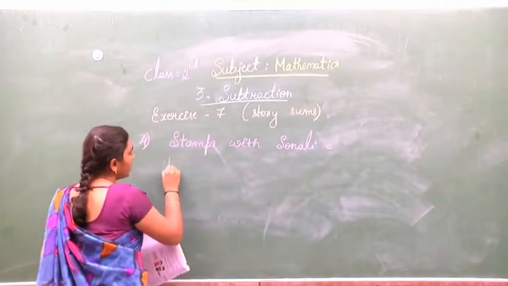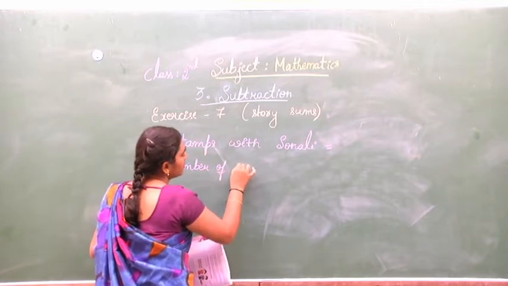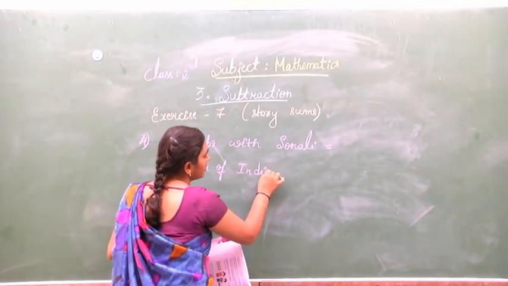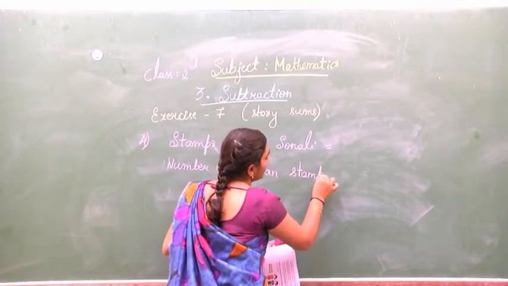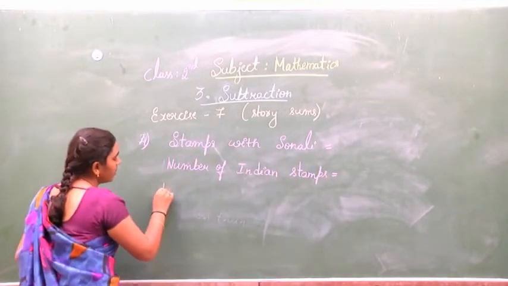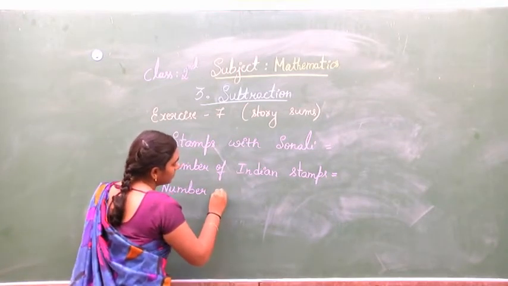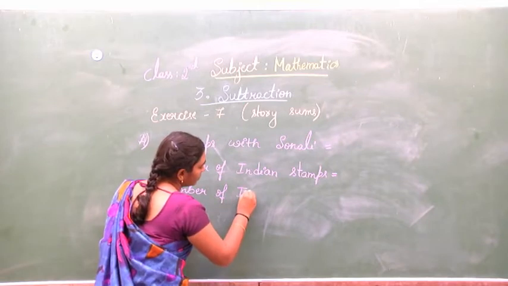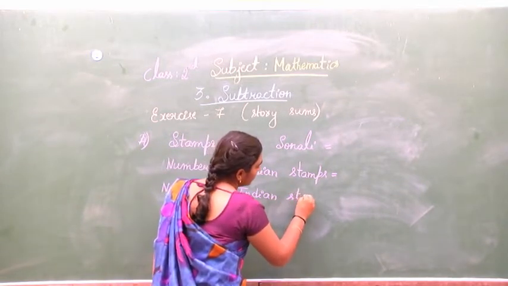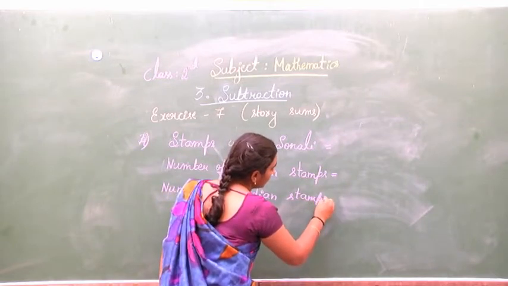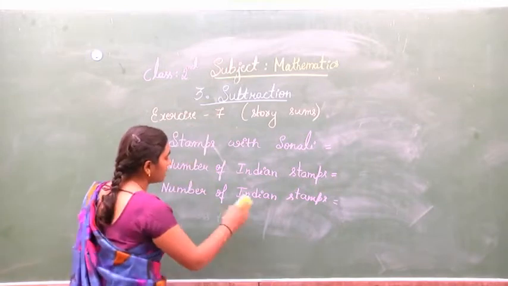Second one, number of Indian stamps. And number of stamps which are not Indian stamps. You can write number of Indian stamps or not Indian stamps.